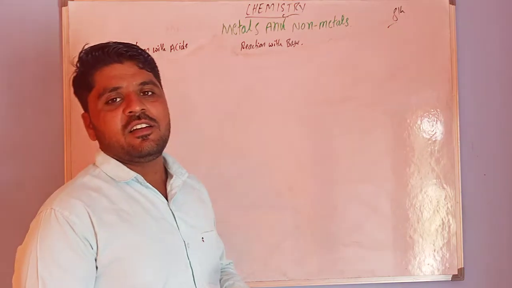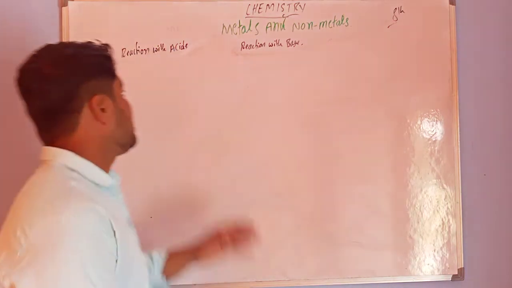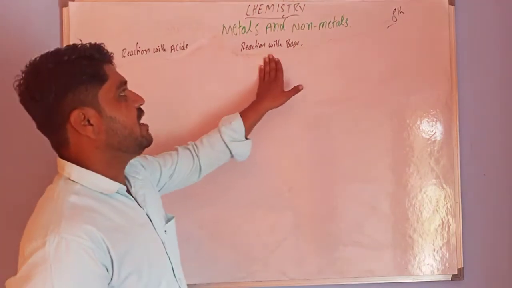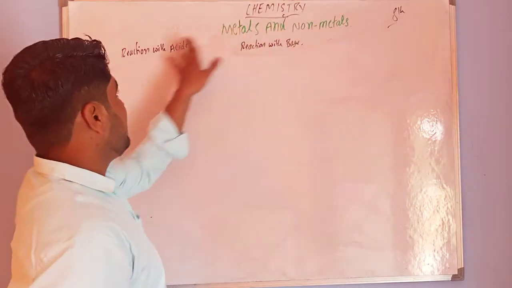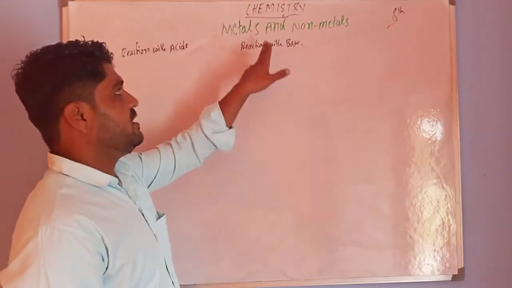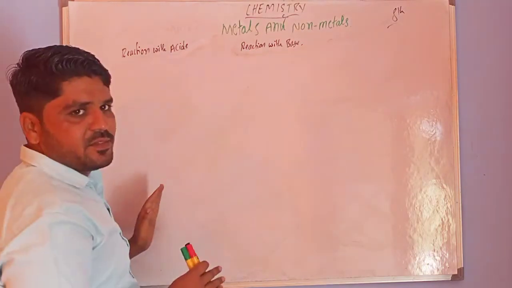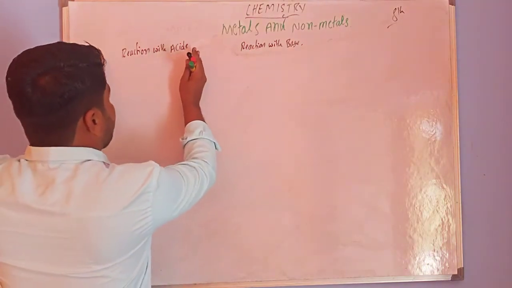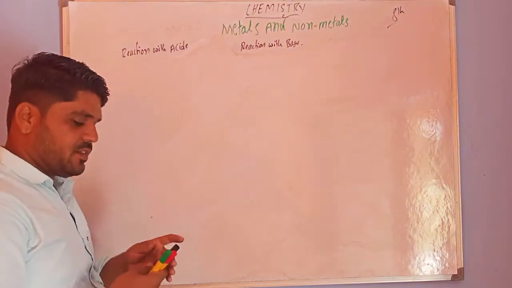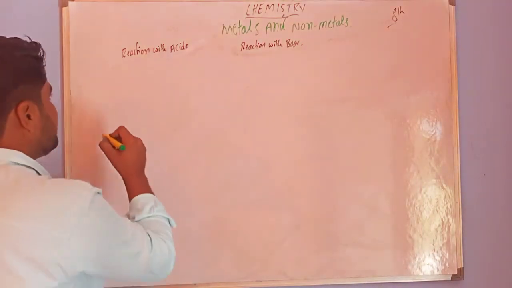In this class, the very important concept is one more chemical property, that is reaction with acids and reaction with bases. Metals react with acids and non-metals react with acids. Metals react with bases and non-metals react with bases. What happens? Let me see. So the very first is reaction with acids. For this we need test tubes.